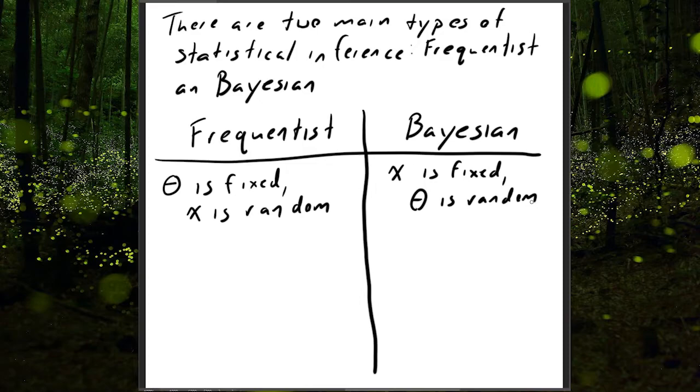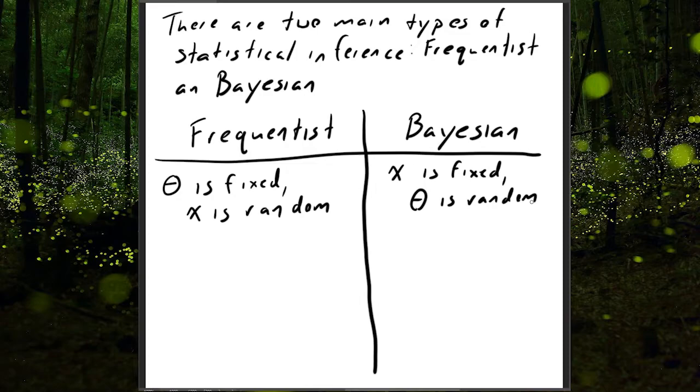Remember that theta is what we use to denote sort of a generic parameter for a statistical model. And x is what we use to denote generic data for a statistical model. And so the frequentist perspective says that the data are random and the parameters are fixed.